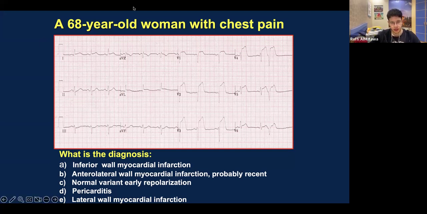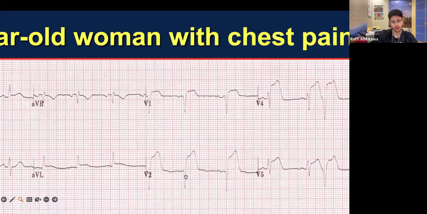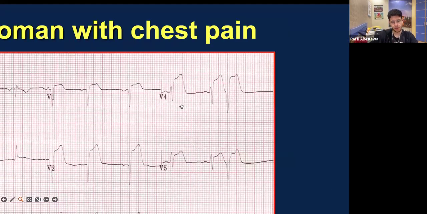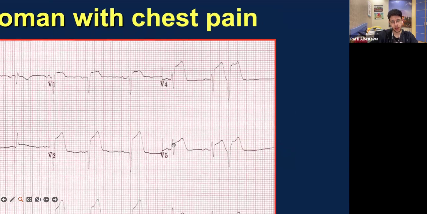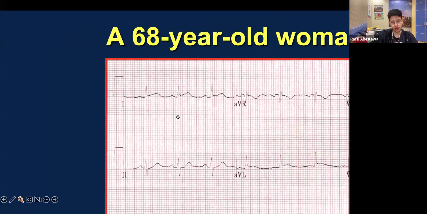So someone said it's B. Okay, you're right. It is B. Anterior lateral wall myocardial infarction, probably recent. How did we come to this conclusion for the viewers on YouTube? So V1, if I was to look at it, yes, there is an ST elevation. The J point is pretty high. V2, yes, J point's over here. V3, yes. Okay, so I know it's definitely anterior and septal. V4, V5, V6, yes, they are elevated.